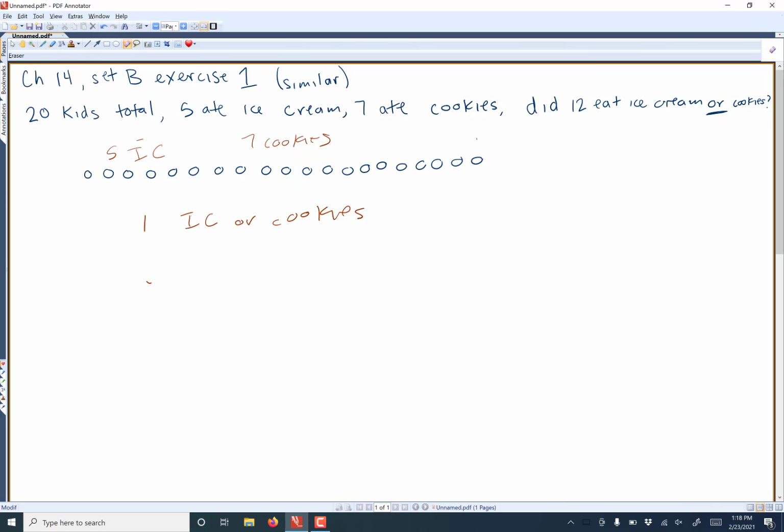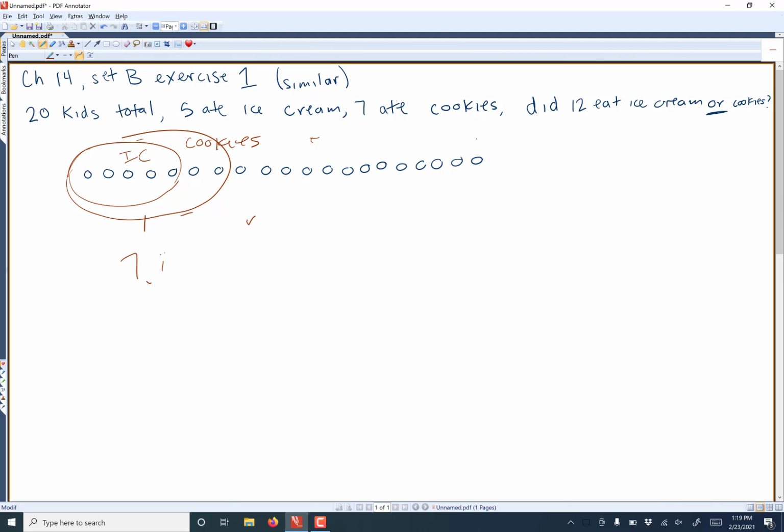Now, that was just one scenario. We really don't know which kids ate which cookies. We would have to be told more. I thought maybe there were 2 that overlapped, but maybe it was like these 5 ate ice cream, and maybe the same 5 ate cookies and 2 more. Then in that case, there's only the 7 that ate ice cream or cookies. So there were a lot of different scenarios, and what the book wants to point out again is that you don't know who was double counted. In this case, 5 of them were double counted, so there was only 7 total that ate ice cream or cookies.